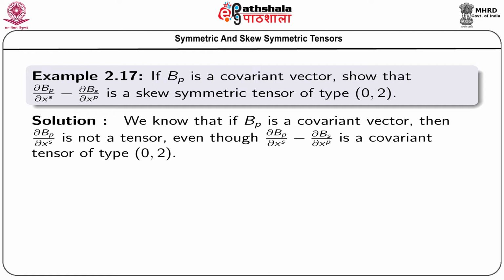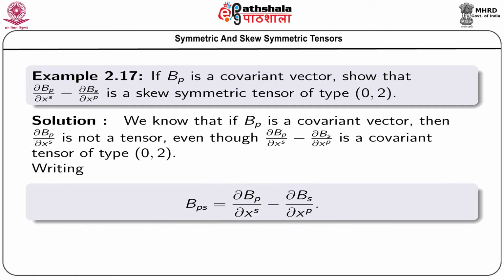We know that if B_p is a covariant vector, then del B_p / del x_s is not a tensor. We can easily see by the transformation rule of B_p that del B_p / del x_s is not a tensor. Though del B_p / del x_s minus del B_s / del x_p is a covariant tensor of type 0 2. We can easily prove this just by replacing the transformation rule.